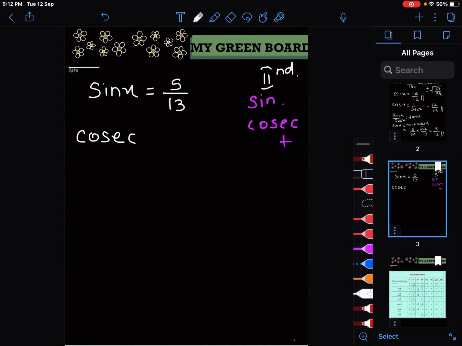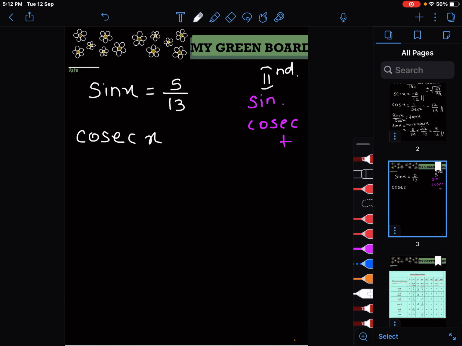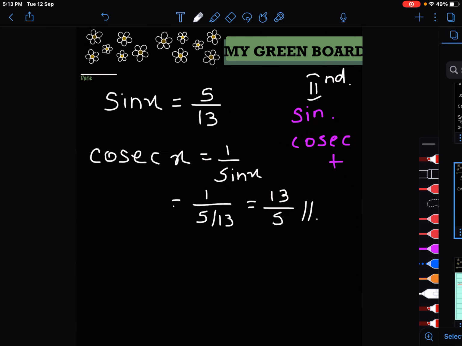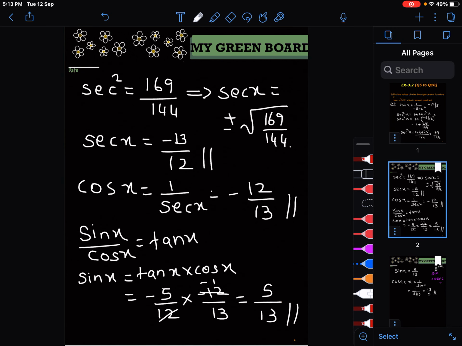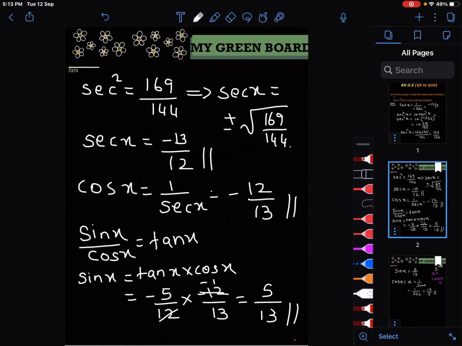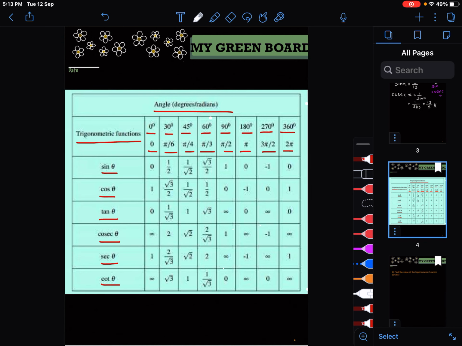Now let's continue. We have to find the other trigonometric ratio, cosec, which is equal to 1 by sine. Now we are getting 1 by 5 by 13, so it will become 13 by 5. So we have got all the values, including the cot x value. Children, I hope you are able to follow this question. Shall we go to the next question? Before the next question, let's see.